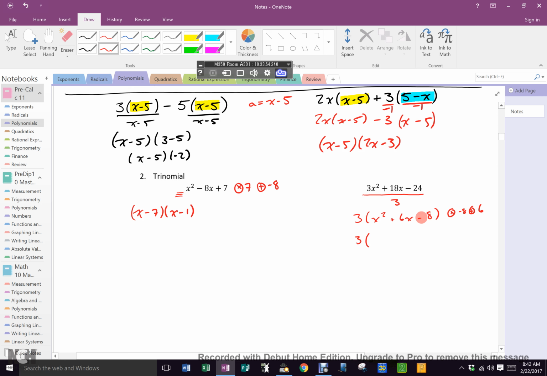But if I change this to positive 24, now does it factor? Now what is it? Now what is it, Sid? If it's positive, now it's 4 and 2. X plus 4, x plus 2. Is everybody good with those ones?